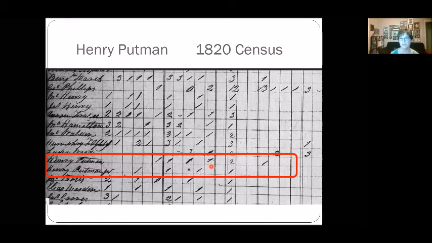Who is Henry Putman Jr.? Who is this wife that's living with him? Does she have a name? Is it his wife? We don't know. It doesn't say that on this 1820 census.